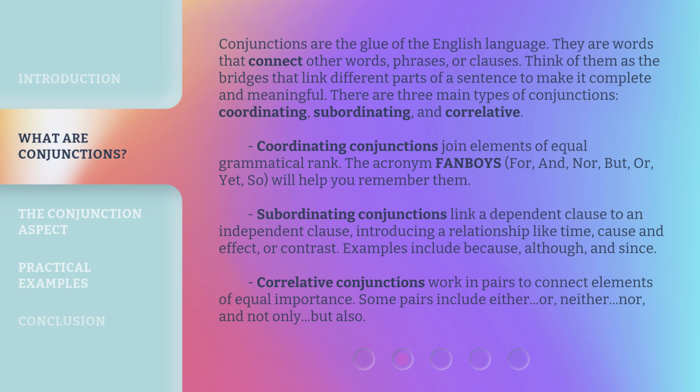Coordinating conjunctions join elements of equal grammatical rank. The acronym FANBOYS, for, and, nor, but, or, yet, so, will help you remember them. Subordinating conjunctions link a dependent clause to an independent clause, introducing a relationship like time, cause and effect, or contrast. Examples include because, although, and since. Correlative conjunctions work in pairs to connect elements of equal importance. Some pairs include either, or, neither, nor, and not only, but also.